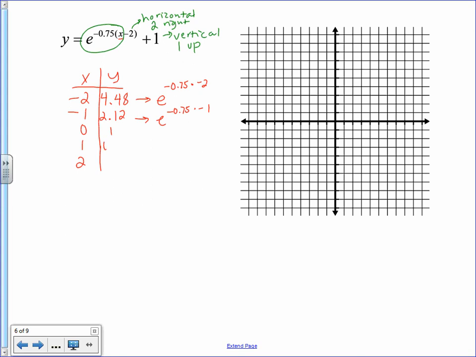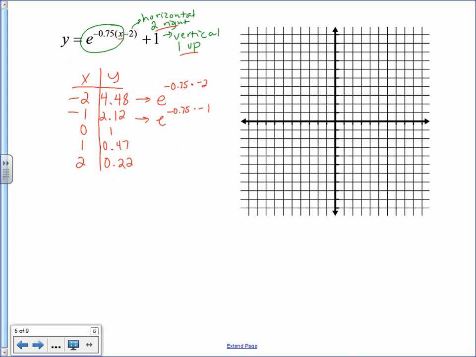It's approximately 0.47. And then e to the -0.75 times 2 comes out to 0.22. Okay, so I see that my numbers are getting closer and closer together, my y values, without ever becoming negative. I'm going to take all the values from this table, find them on the graph, and then don't forget to shift them 2 to the right and up 1.